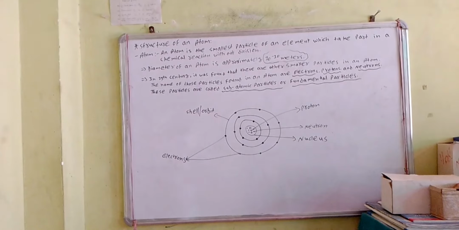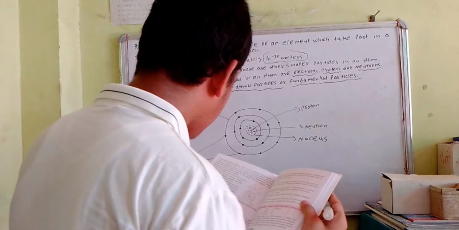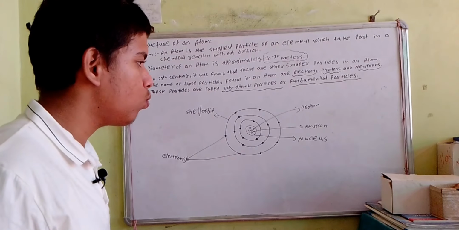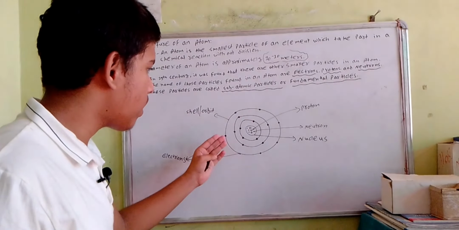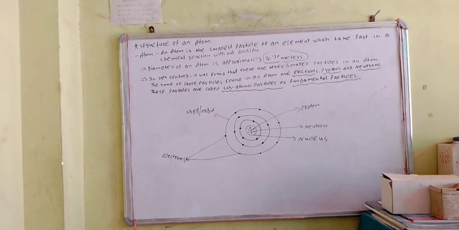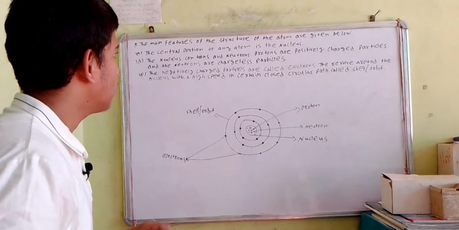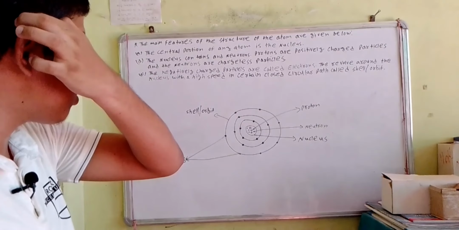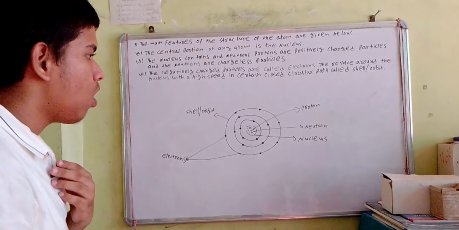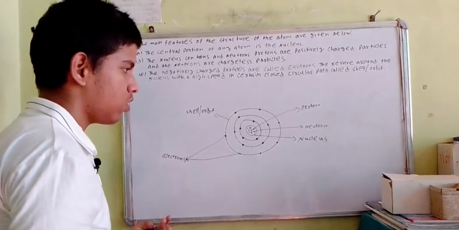So now let's talk about the main features of the structure of an atom. In the main features, basically we'll talk about this figure. What are those things? What is a shell, an orbit, everything, right? So let me erase this. And okay, the main features of the structure of the atom are given below. These are some main features of the structure of an atom that you need to know. So let's start with the first one, number 8.